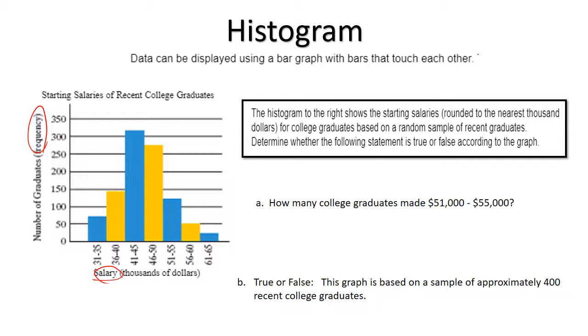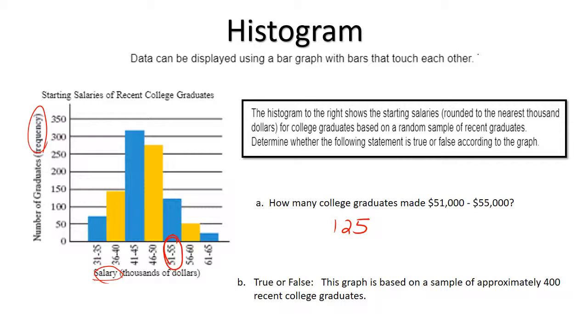Well, if I look at the salary, that would be this 5th class or 5th bar that I see in the graph. I go to the top of that bar and look back over here. Well, that would be approximately 125. And that is our frequency of how many graduates made between $51,000 and $55,000.